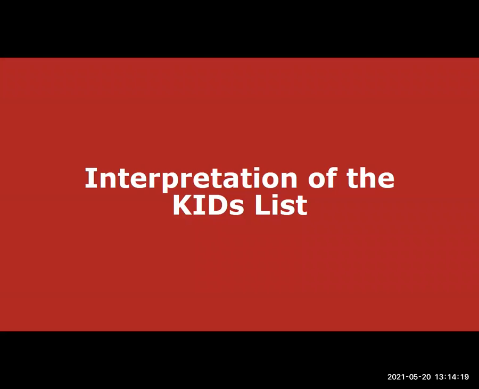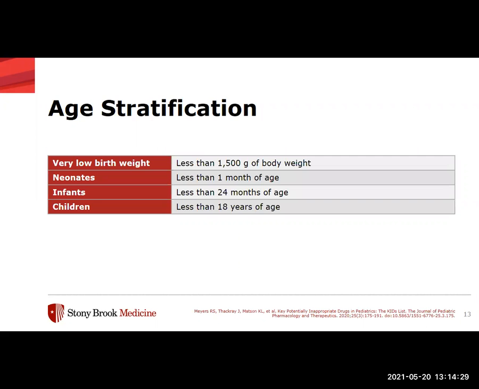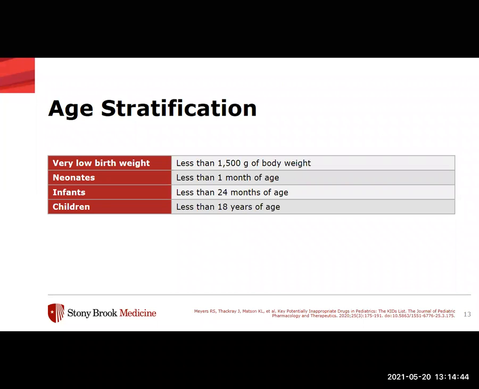So now that we have a better understanding of the context of the creation of the KIDs List, we can focus more on how to interpret the list itself. So in order to interpret the KIDs List recommendations, we must familiarize ourselves with each age stratification that's included in the KIDs List. Firstly, when the list is referring to newborns with very low birth weight, this is indicative of a birth weight less than 1,500 grams.